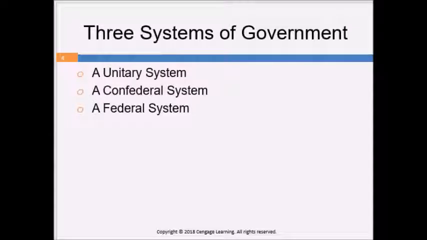There are basically three ways of organizing governmental structures. A unitary system places ultimate governmental authority in the national government. A confederate system is a league of independent states, and a federal system divides government authority between a national government and state governments. Let's look at a chart.